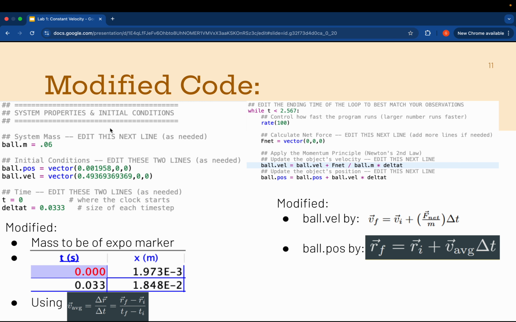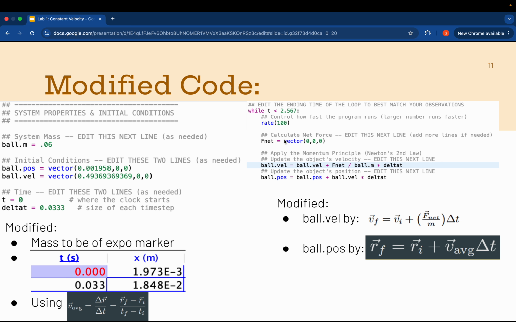And here's the coding. I modified the mass to be 0.06, which was the weight of the expo marker, which is our system, and our surroundings was the table. Here we have the initial position, which is this point right here. We have the velocity, which I calculated as V average equals delta R over delta T, like these 2 points subtracted over these 2 points subtracted, and delta T is 0.033 seconds because that was the difference of each frame. Here we have T is less than 2.567 because that was the last second of my video.